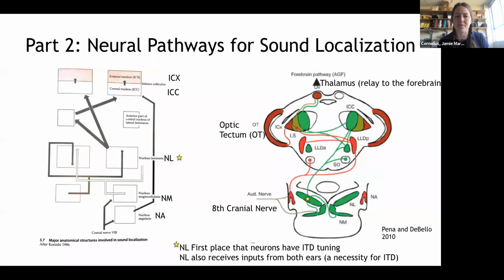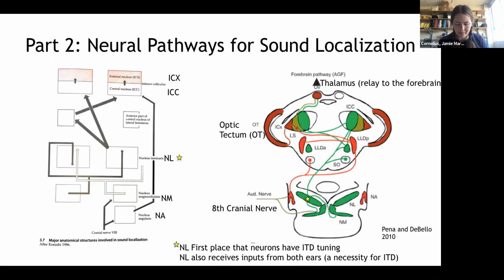You've got a simplified version from your book on the left, and then a more complex but also color-coded version on the right from a more recent paper. But essentially what you have in both is that information comes in from the cochlea on the 8th cranial nerve, and it enters the midbrain structures that include the nucleus angularis, the NA, the nucleus magnocellularis, the NM, and then those are going to feed information further up the chain onto the cortex.